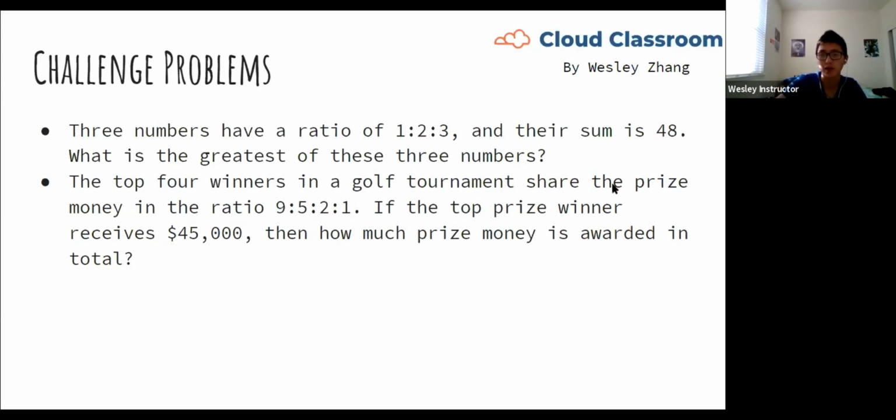And it says the top prize winner receives 45,000. So we divide 45,000 by 9, and we get 5,000. And that's the number we need to multiply 17 by to get the total prize money. So 17 times 5,000 is $85,000. So the total prize money is $85,000 divided among the top 4 winners.